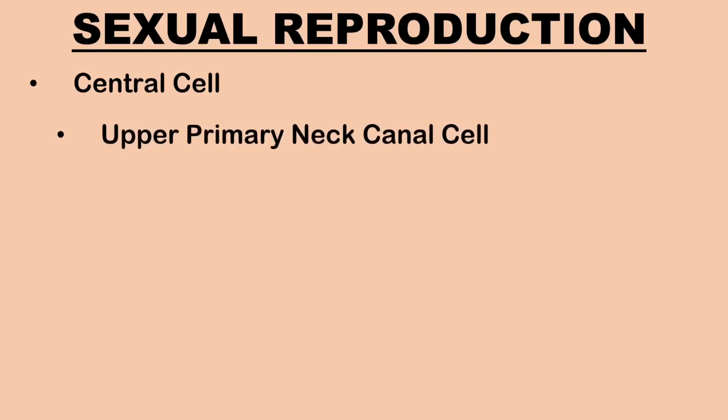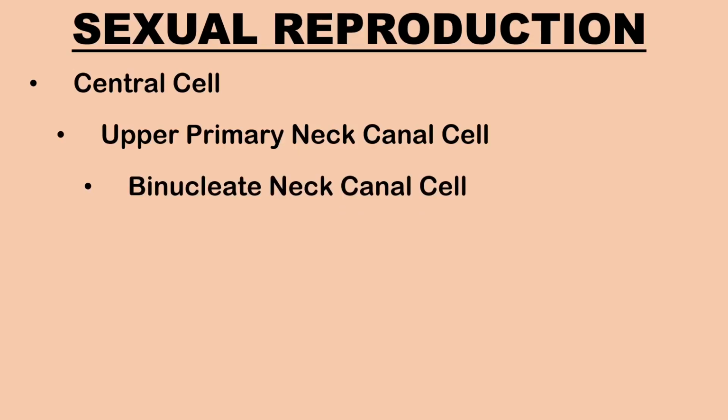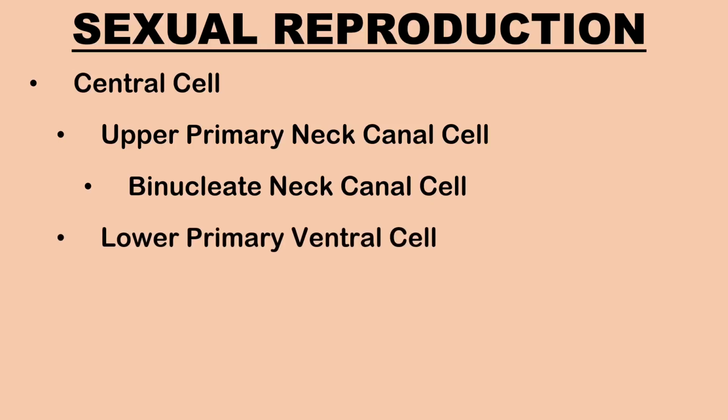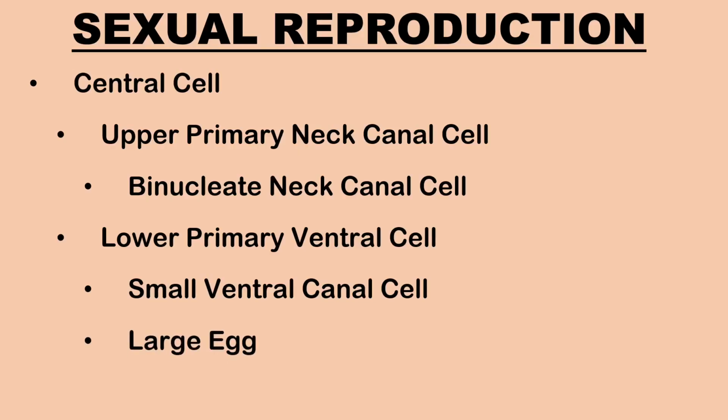The central cell formed by the division of archegonial initial forms an upper primary neck canal cell, which gives rise to a binucleate neck canal cell, and a lower primary ventral cell, which divides to form a small ventral canal cell and a large egg.